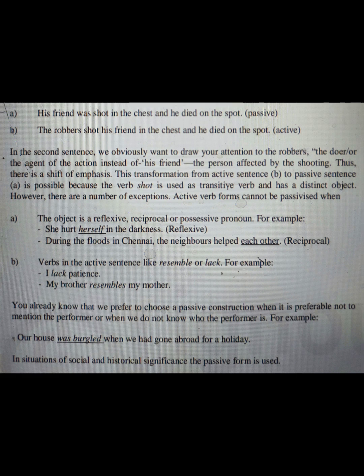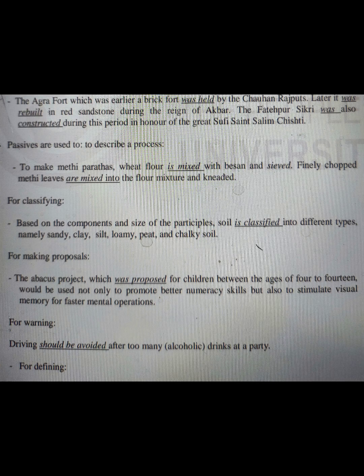You already know that we prefer to choose a passive construction when it is preferable not to mention the performer or when we do not know who the performer is. For example, our house was burgled when we had gone abroad for a holiday. In situations of social and historical significance, the passive form is used. The Agra fort, which was earlier a brick fort, was held by the Chauhan Rajputs. Later it was rebuilt in red sandstone during the reign of Akbar. The Fatehpur Sikri was also constructed during this period in honor of the great Sufi Saint Salim Chishti.